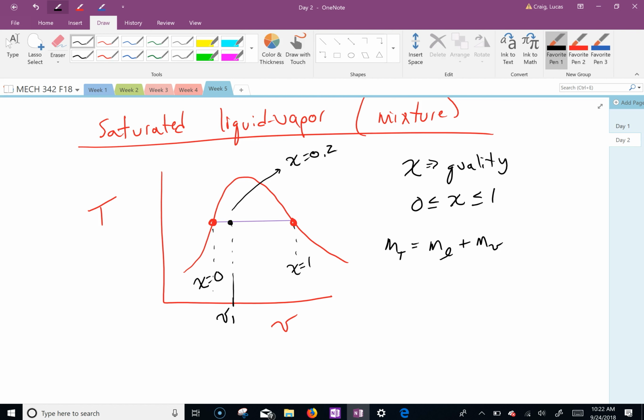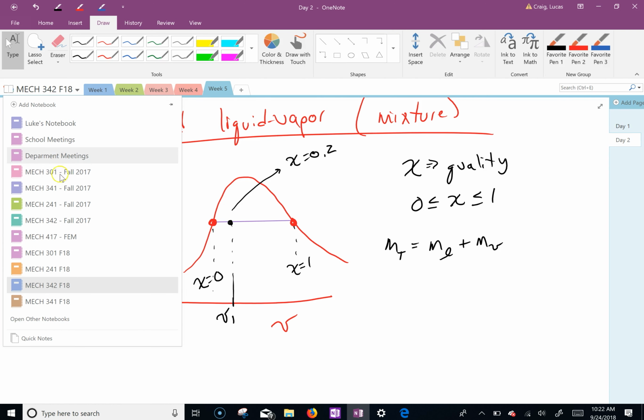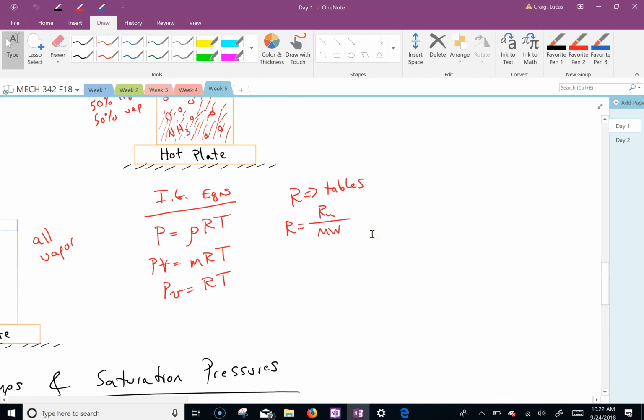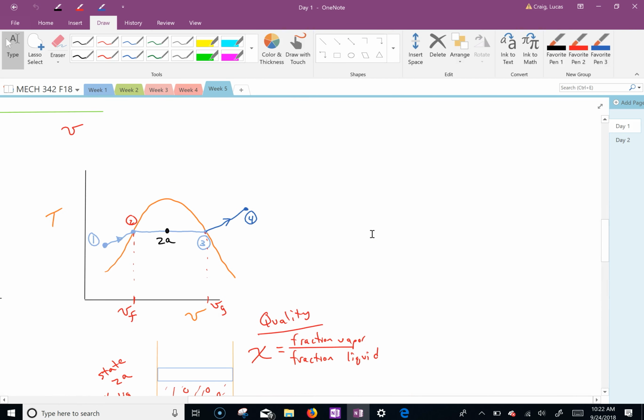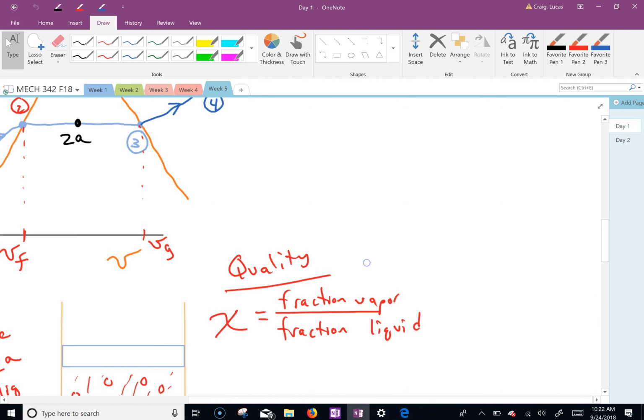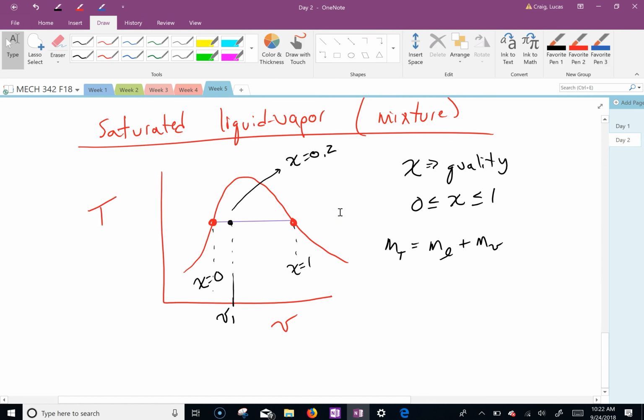Did I have that as a gas last time? Let's double check. It was day 1, right? Right there. Fraction of vapor over liquid. Okay, that's day 2. So anytime I tell you the quality is between 0 and 1, then you know we're at saturation temperatures and saturation pressures. We're doing a phase change. Okay. So that's the first thing.